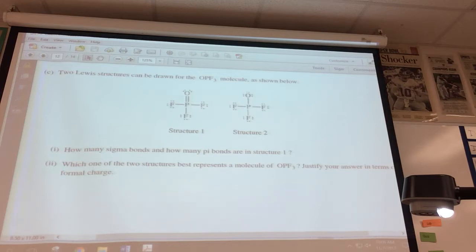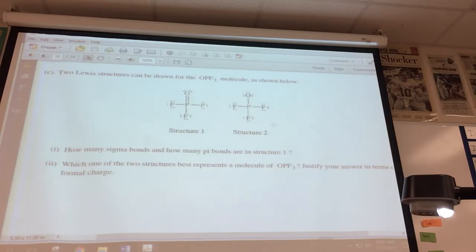On the first one, the formal charge on each fluorine atom is 0. Phosphorus is 0. Oxygen is 2. I get 0. 6 minus 6. Right? So no formal charge on any atom here.